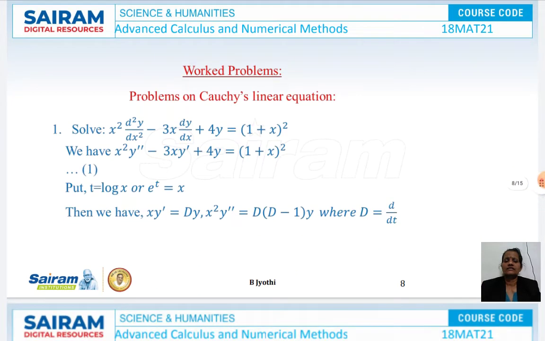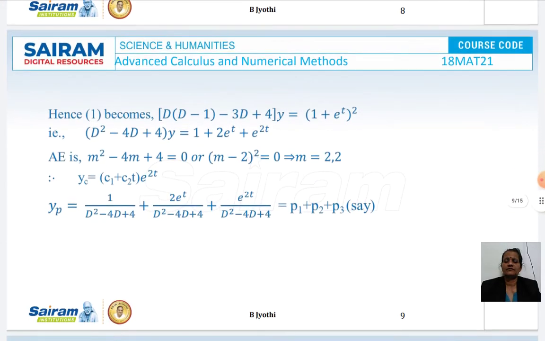Problems on Cauchy's linear differential equation. Solve x square d square y by dx square minus 3x dy by dx plus 4y is equal to (1 plus x) the whole square. Put t is equal to log x or e power t is x. Then we have x y dash is equal to D y, x square y double dash is D(D minus 1) y, where D is d by dt.